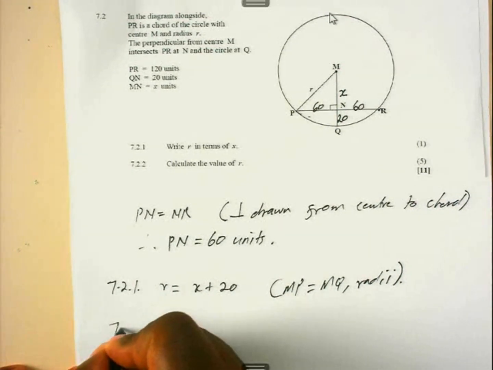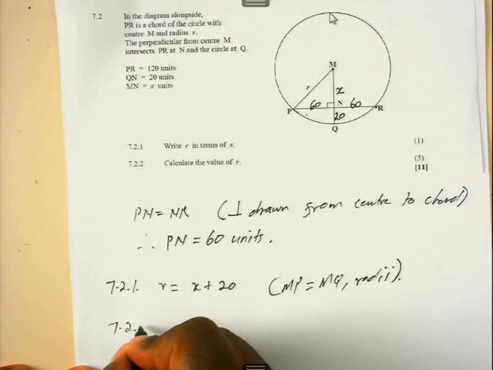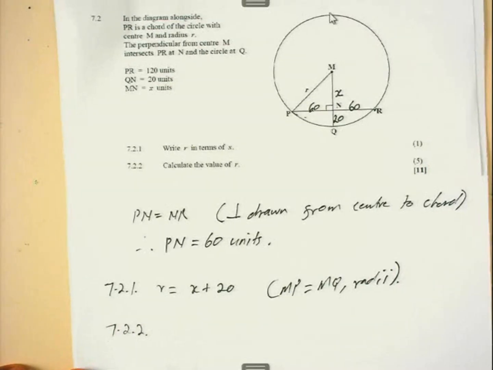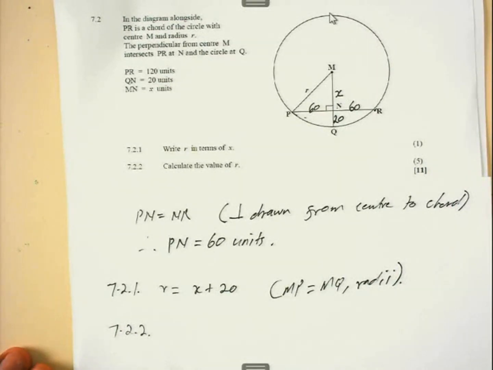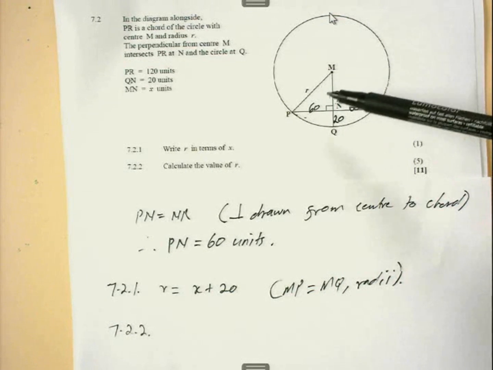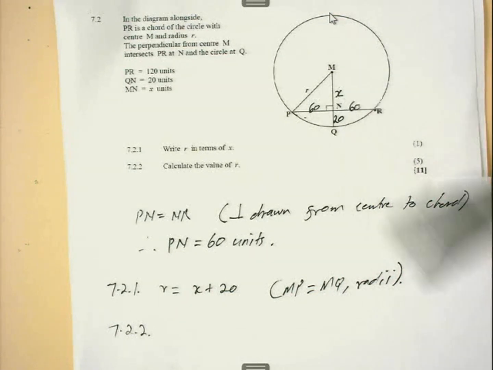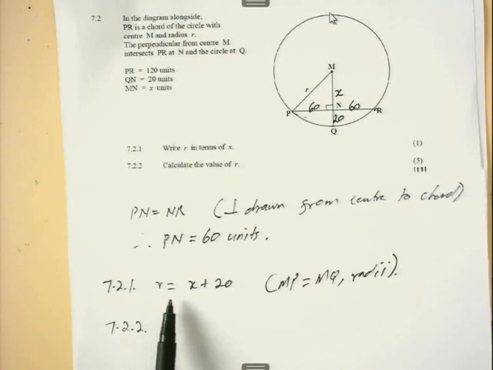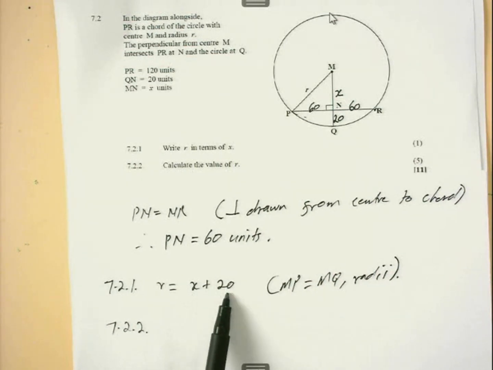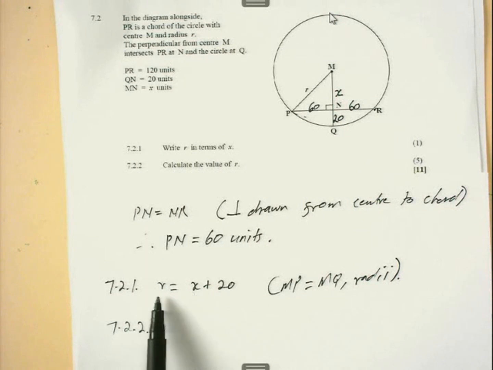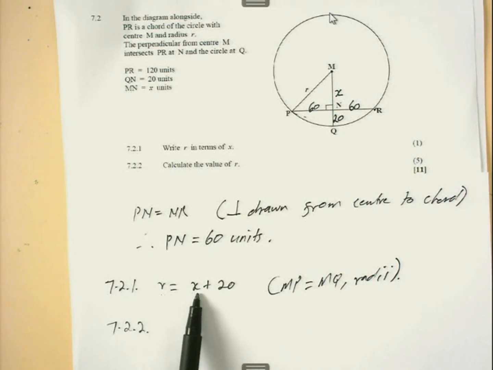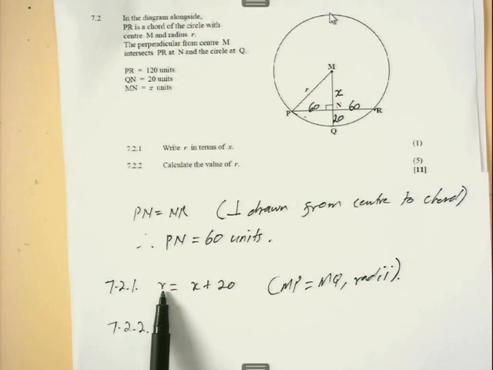Let's look at 7.2.2. Calculate the value of R. What it means is that for us to determine the value of R, we must first determine X. Because once we have the value of X, remember, R is equal to X plus 20. So once we get the value of X, it becomes easy for us to determine the length of R, the length of the radius.